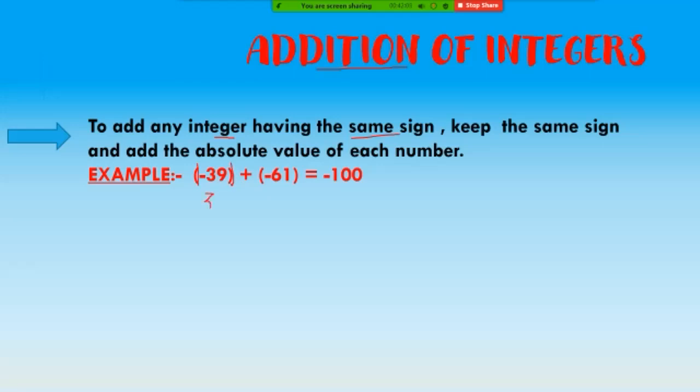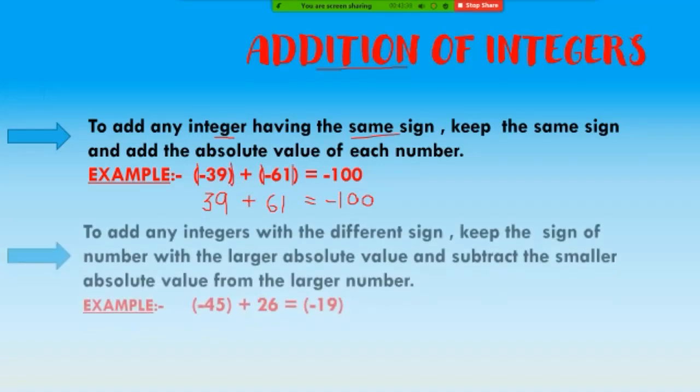This is 39 and this next will be 61. So 39 plus 61 will be 100. And put the minus sign. So the answer is minus 100.